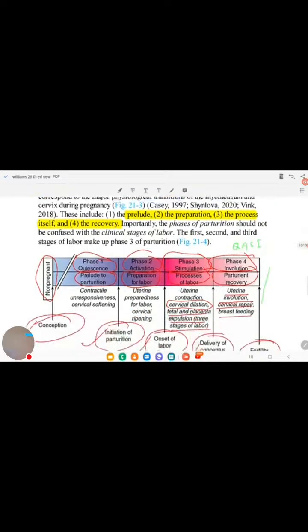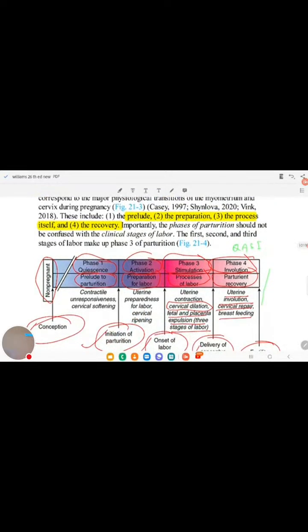What is phase 1? There are four phases of initiation of parturition. These four phases are the parturition phases, not the stages of labor. Stages of labor are 3 stages, that is different, and phases of parturition are 4. Phase 1 is the quiescence phase, or prelude to parturition, before parturition.